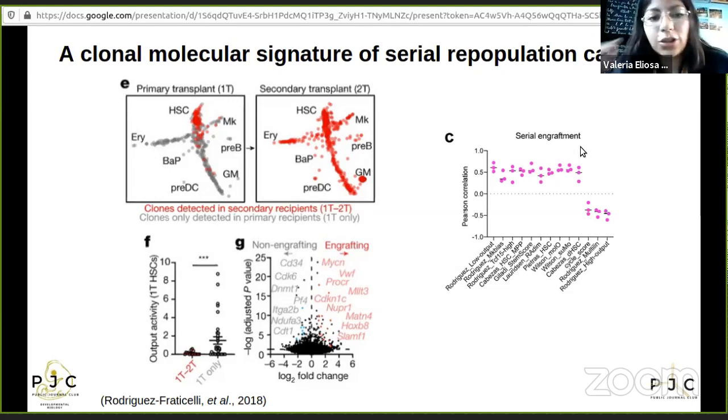So these results in summary indicate that the repopulation potential is heritable, and also it depends on a specific gene expression program that is like those of the native and quiescent hematopoietic stem cells. So we can go to the next slide.